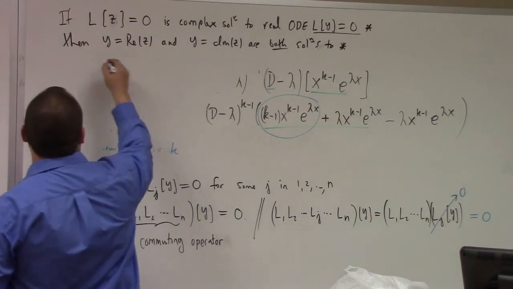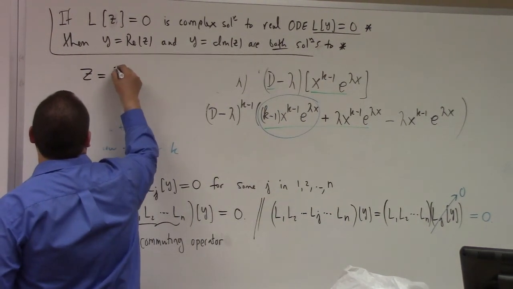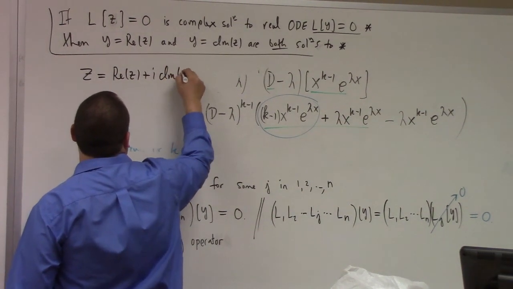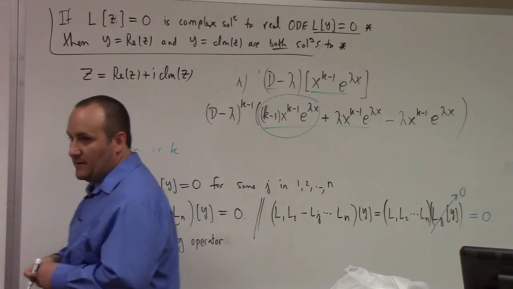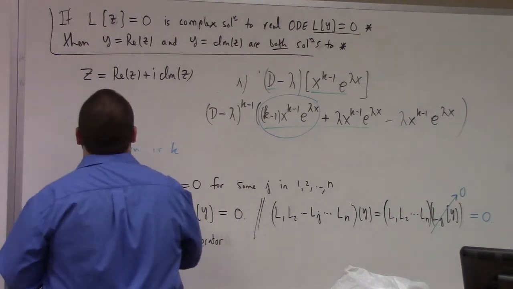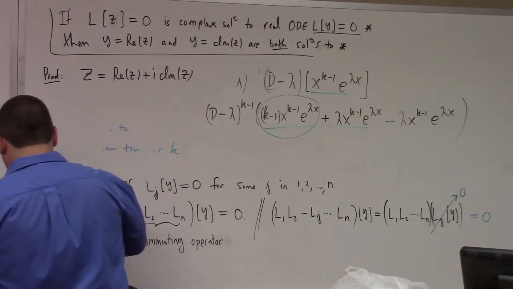The proof is really just that since Z is equal to the real part of Z plus i times the imaginary part of Z, which is how we define the real and imaginary parts, and since L is a linear operator, it pretty much follows directly. Let me not prove it, because I think our time is better spent on examples for the time that remains. But this is the start of the proof.